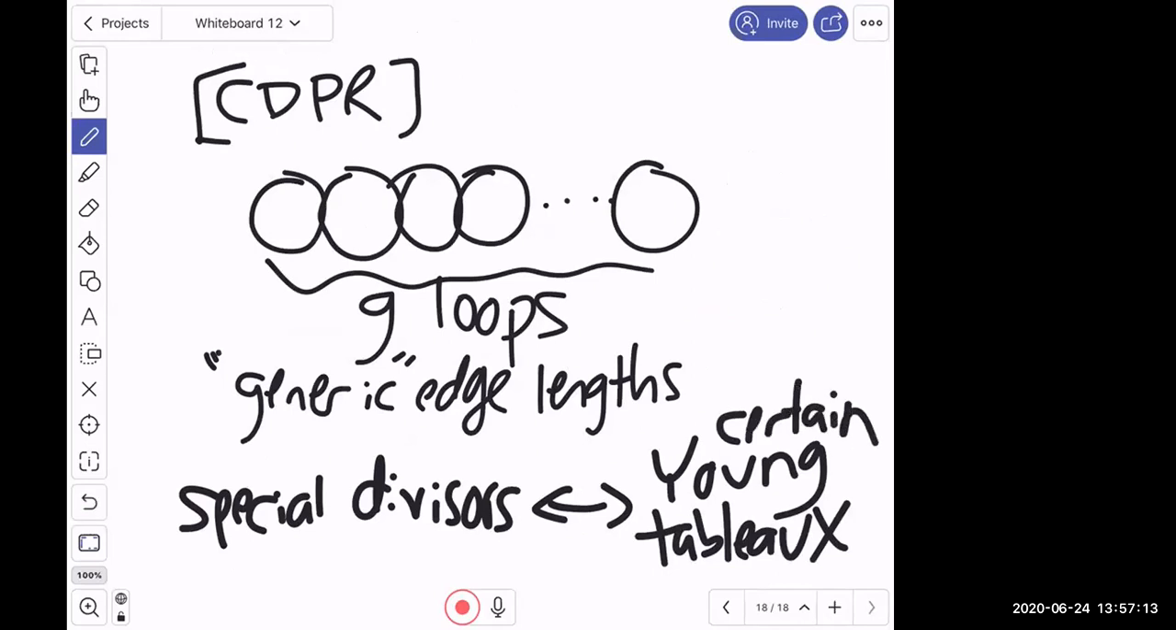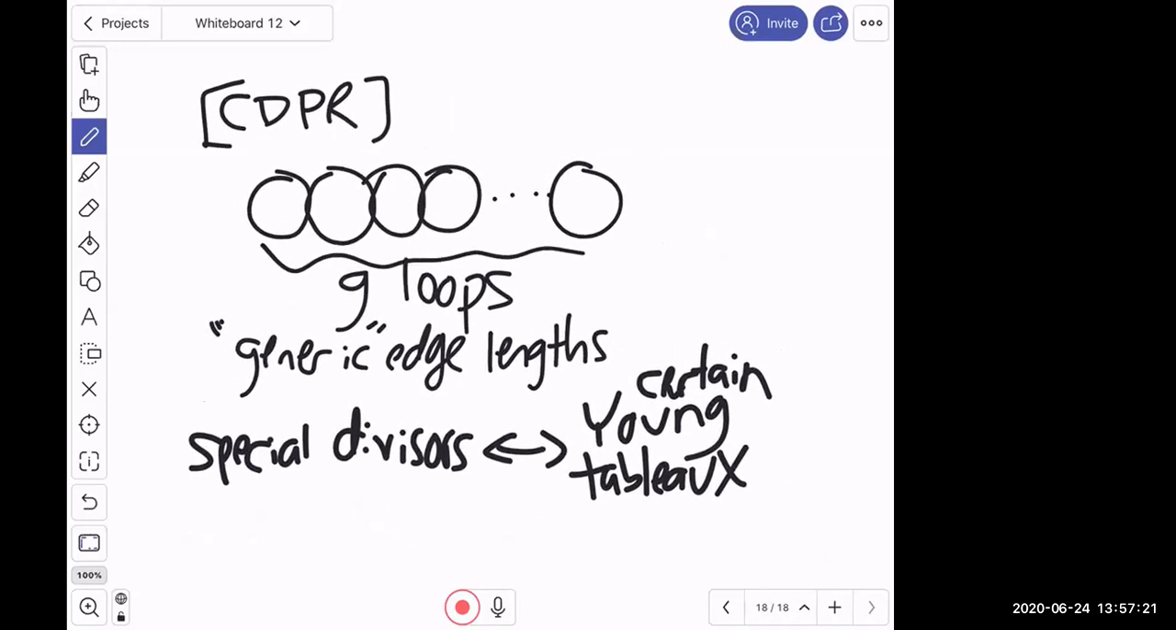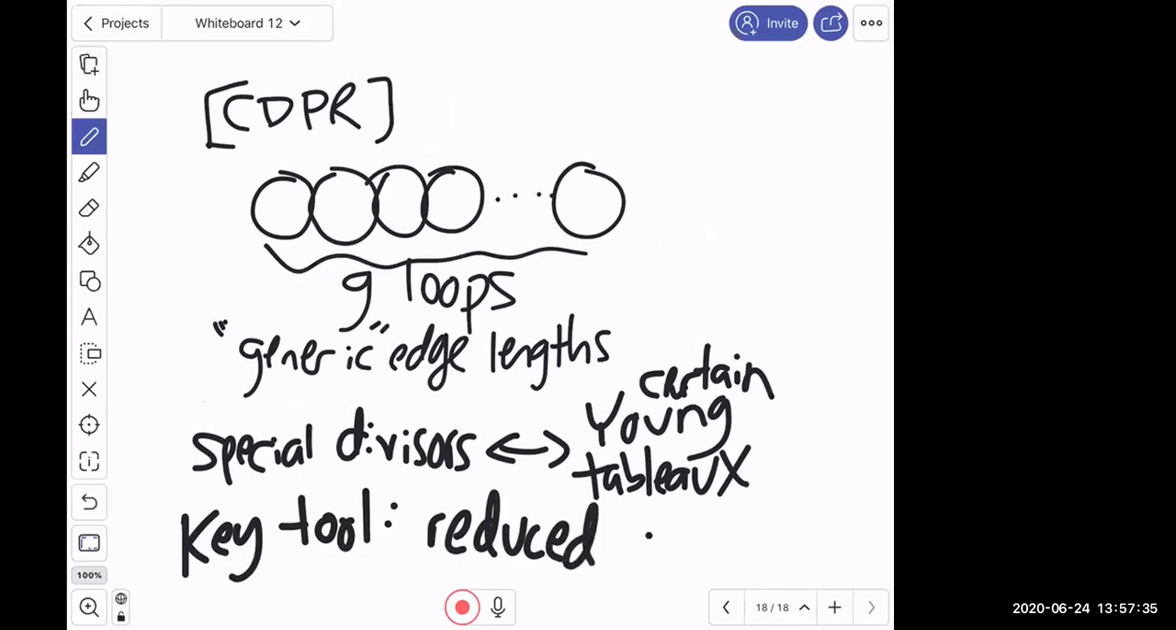And so I think this is a really interesting connection between chip firing, as discussed in the last talk, Riemann-Roch for graphs and that kind of stuff, and algebraic geometry, the existence of special divisors. And the key tool here are the reduced divisors that I talked about last time and Dhar's burning algorithm.